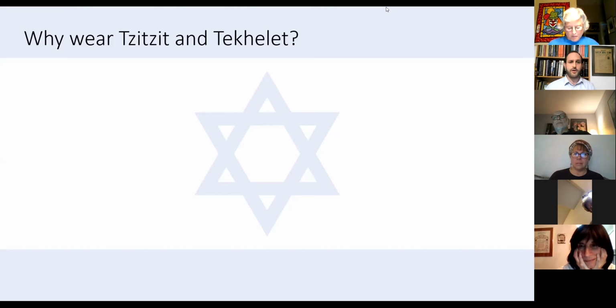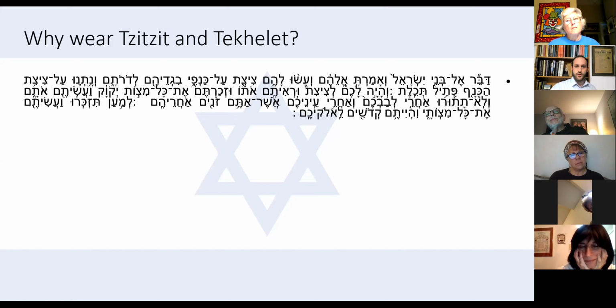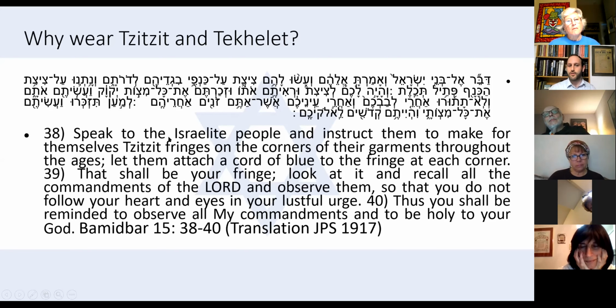So now, why would one wear tzitzis and tchelet, right? To this, we're going to turn to the last section of the Shema, which we say every morning, every evening. So let's read through the English so we know what we're saying, and let's see if we can figure out if there's a reason why we wear tzitzis.